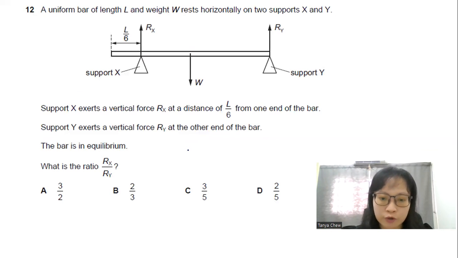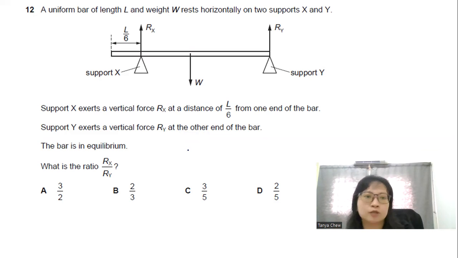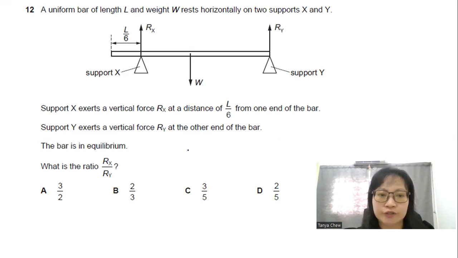Question number 12, a uniform bar of length L and weight W rests horizontally on two supports, X and Y. Support X exerts a vertical force Rx at a distance of L over 6 from one end of the bar. Support Y exerts a vertical force Ry at the other end of the bar. The bar is in equilibrium. What is the ratio Rx to Ry?